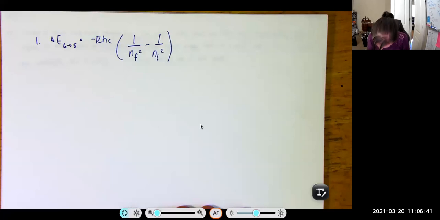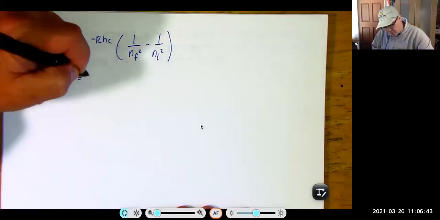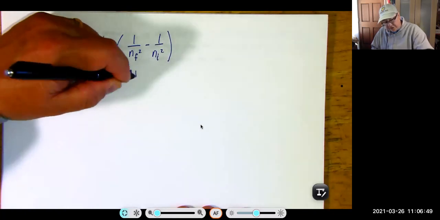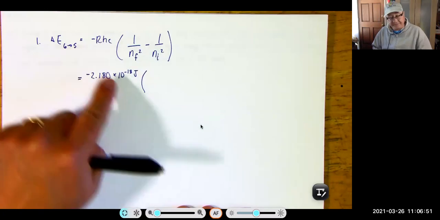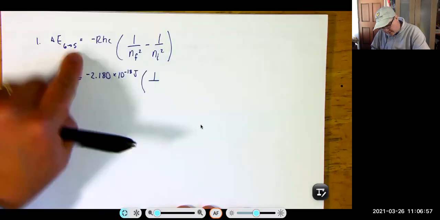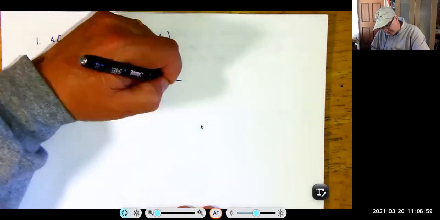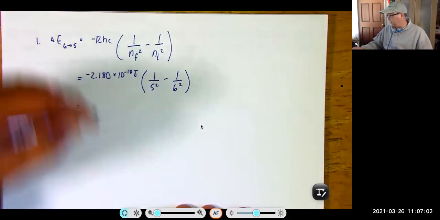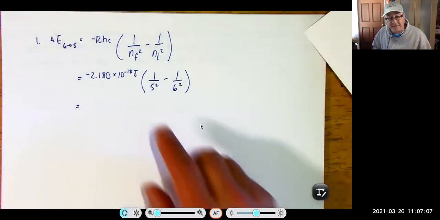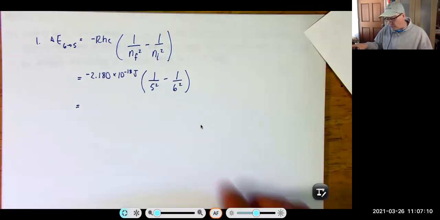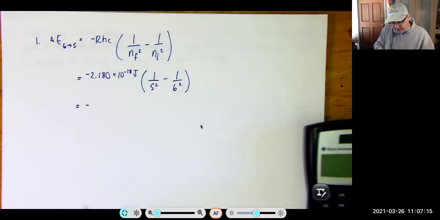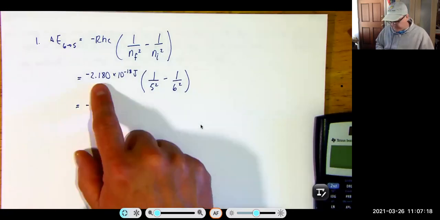And here, this is negative 2.180 times 10 to the minus 18 joules, because R times H times C is this value. And the final we can see is 5 squared, and the initial is 6 squared. Now we know that 1 over 5 squared is 1 over 25, and 1 over 6 squared is 1 over 36. So we're looking at some pretty small numbers. Whatever we get here times that should end up being even smaller than this number.